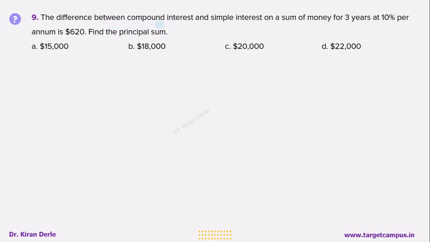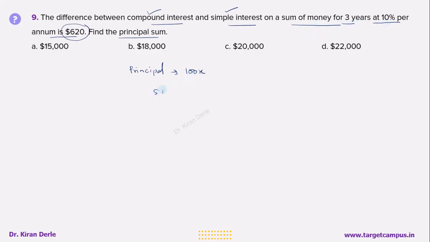The difference between compound interest and simple interest on a sum of money for 3 years at 10% per annum is 620. Find the principal sum. So we have been given the difference between compound interest and simple interest for 3 years at 10%, the difference is 620, and the principal is asked. Now there is a formula also here, but let us keep that formula aside. If I take the principal as 100x rupees, what will be the simple interest for 3 years at 10%?